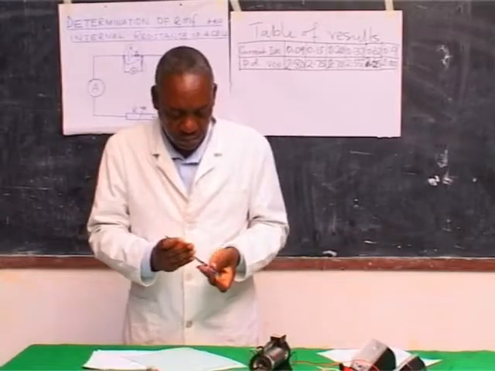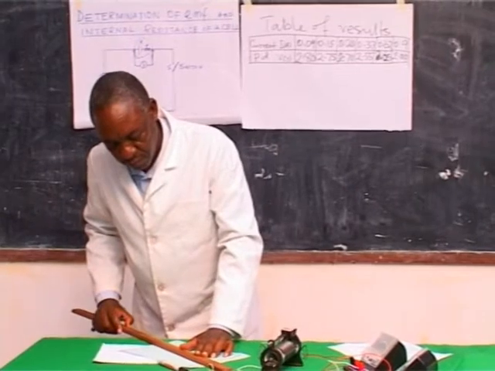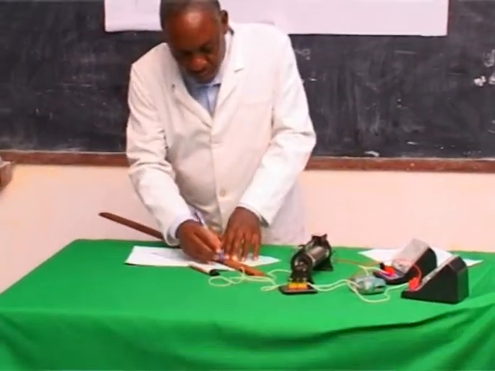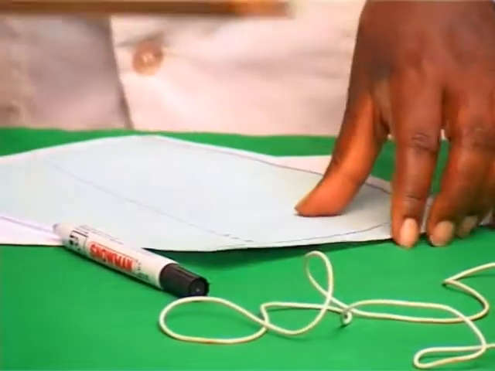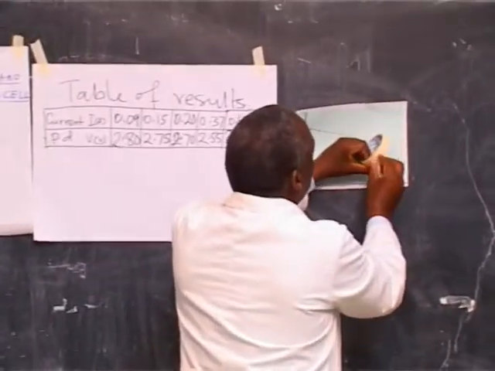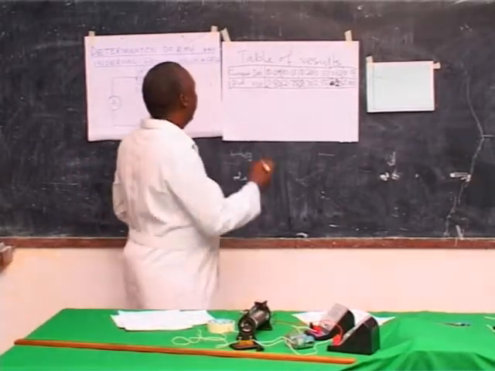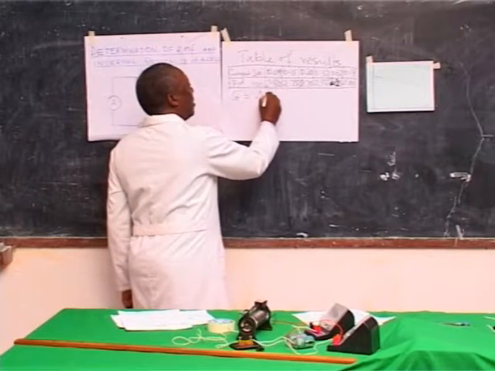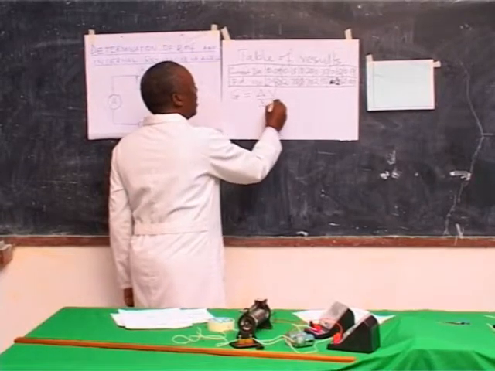Now, after obtaining these results on the table of results, then use the results to draw the graph of potential difference versus current. The interpretation of the graph, we find the gradient of the graph to be the change in potential difference over change in current.